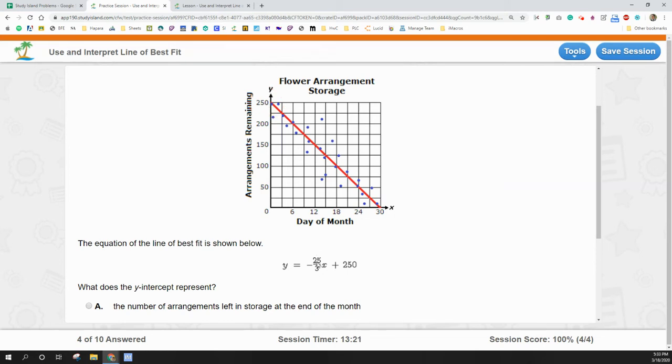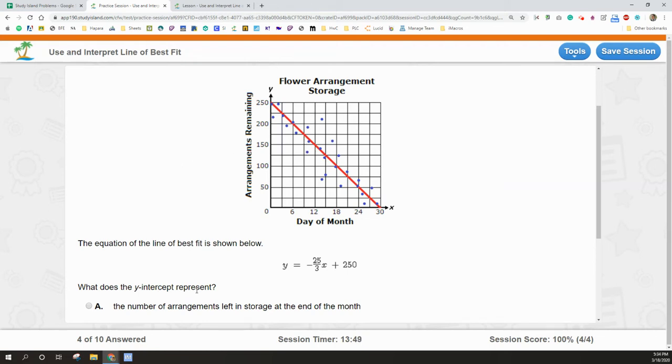Then a slope of negative 25 thirds means that as 3 days go by, the number of floral arrangements available goes down by 25. Go down 25 and over 3. So every time you decrease the number of arrangements by 25, you're increasing the number of days by 3. So as 3 days go by, 25 arrangements are sold or lost.